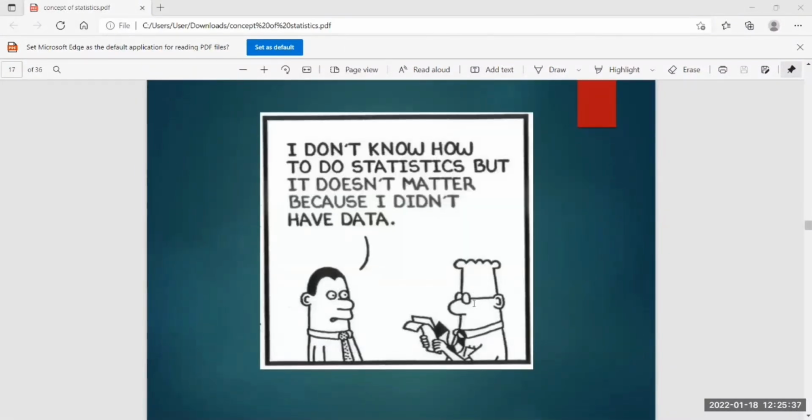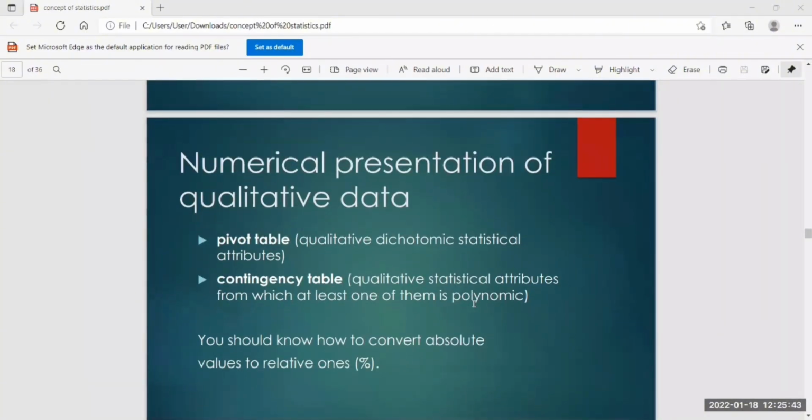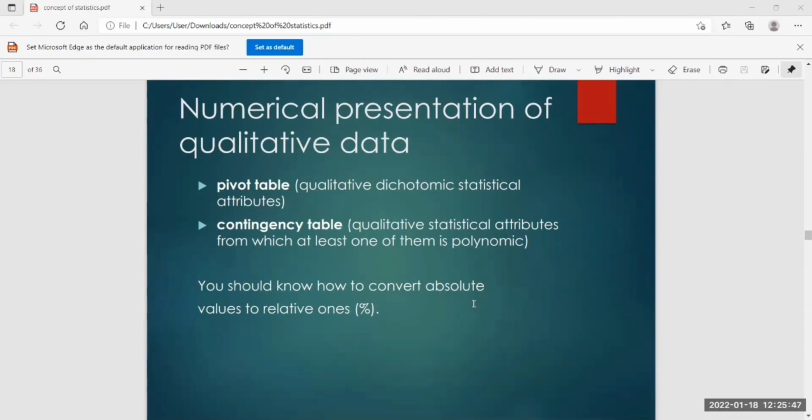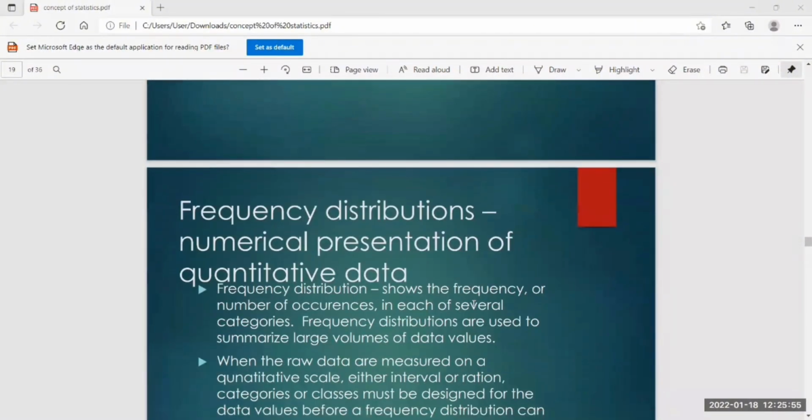I don't know how to do statistics, but it doesn't matter because I didn't have data. So you must have data. Numerical presentation of qualitative data can be a pivot table or contingency table. There's a table for this, only a table for numerical presentation of qualitative data, not so much.